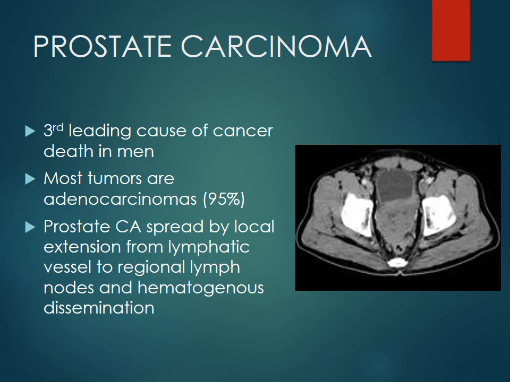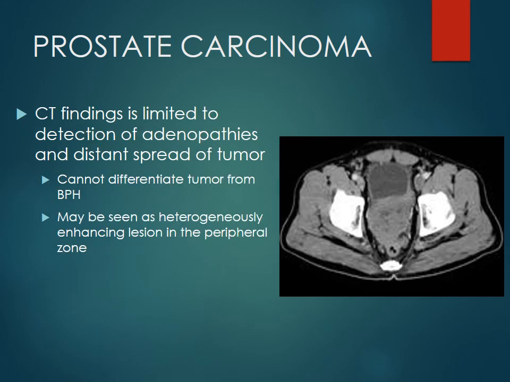And last, the prostate carcinoma. This is the third leading cause of cancer death in men, and most of these tumors are adenocarcinomas. Prostate carcinoma may spread by local extension from the lymphatic vessels to the regional lymph nodes or by hematogenous dissemination. The CT findings for prostate carcinoma are limited only to the detection of lymph nodes and the distant spread of tumor to the liver or other intra-abdominal organs. It cannot differentiate prostate carcinoma from BPH.